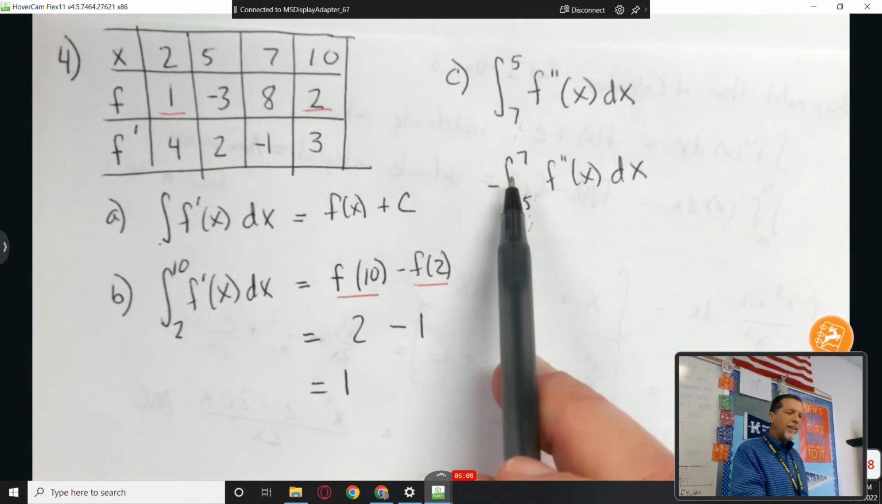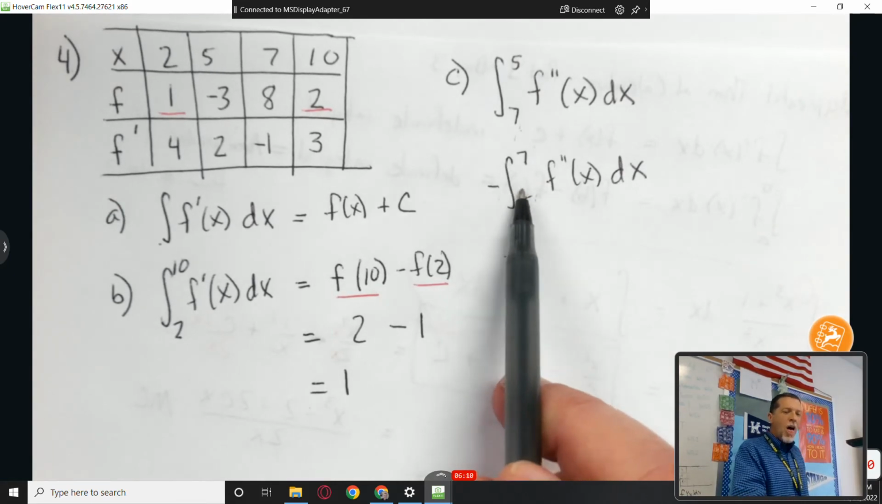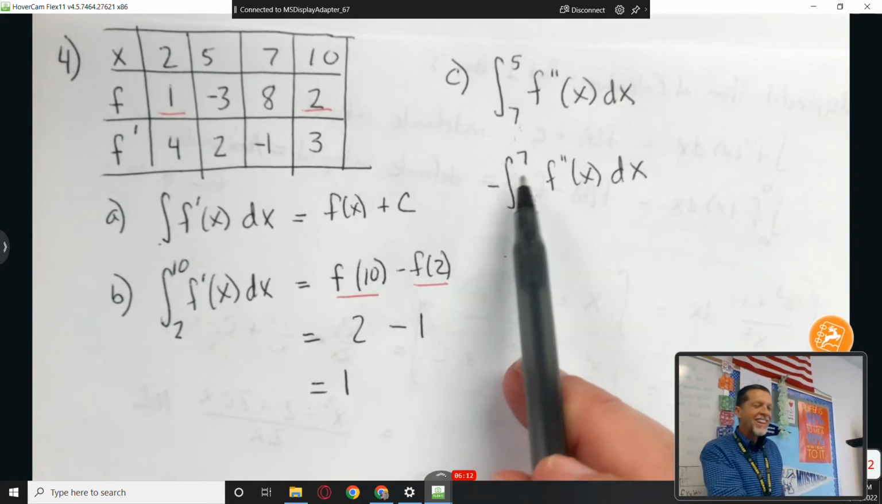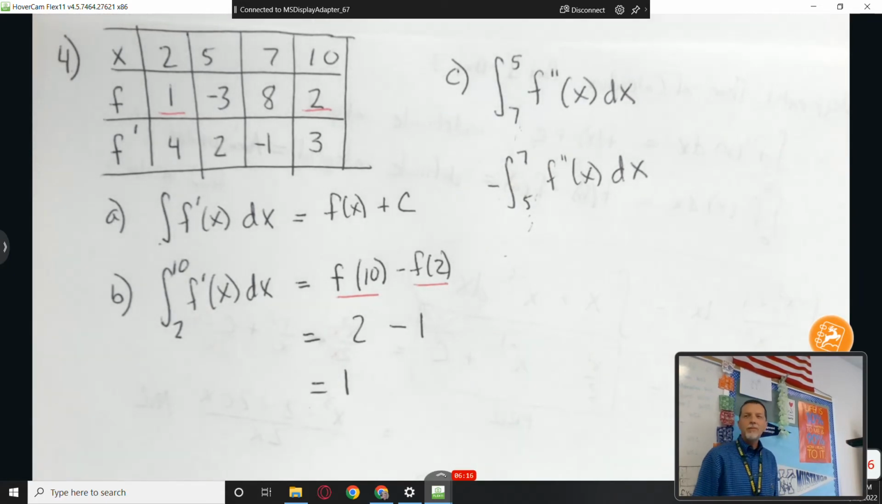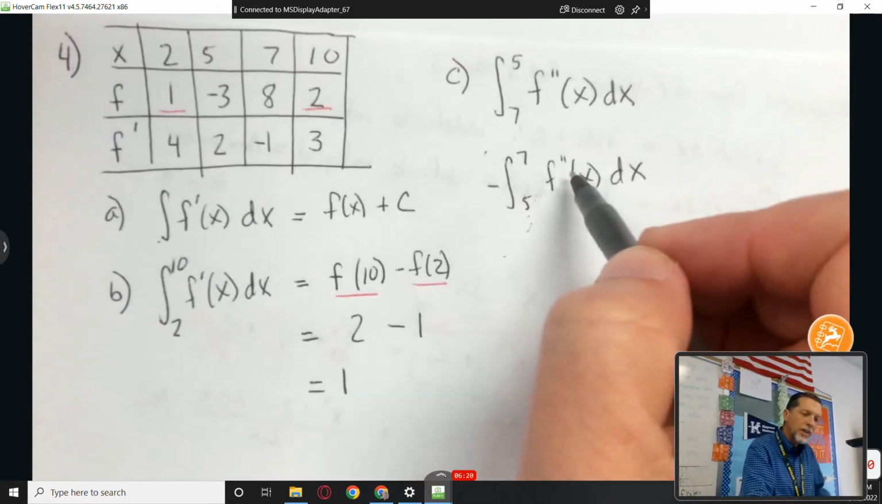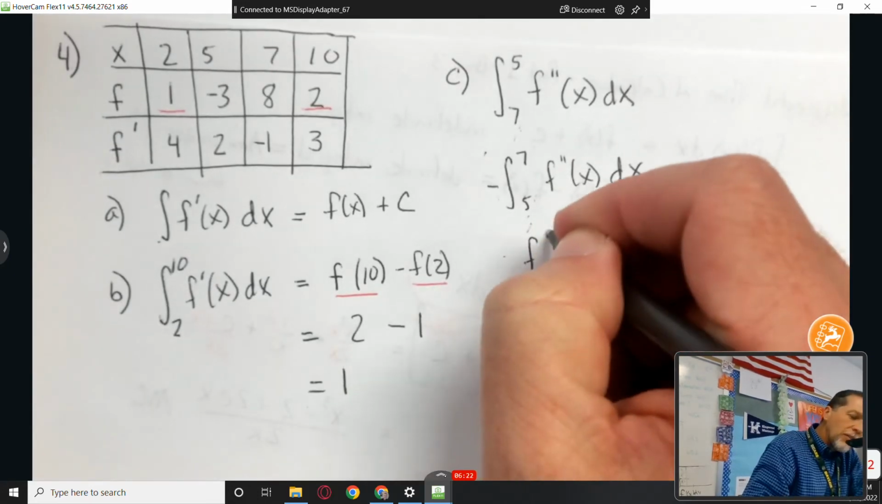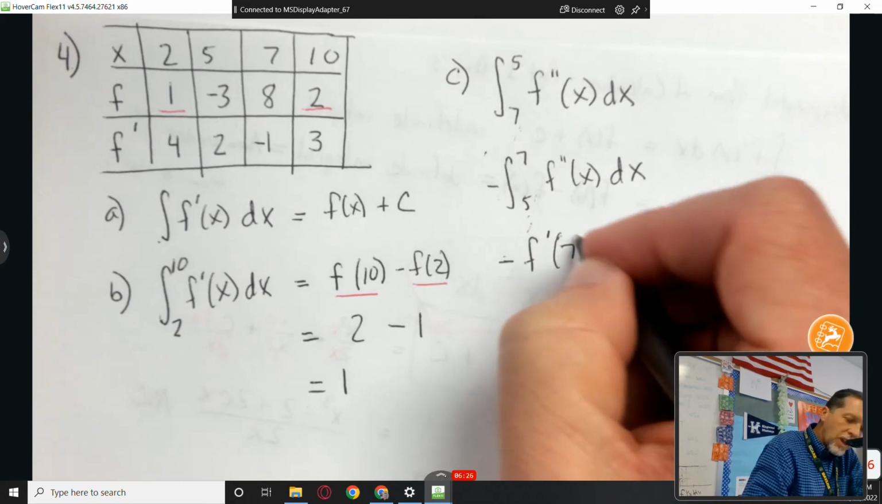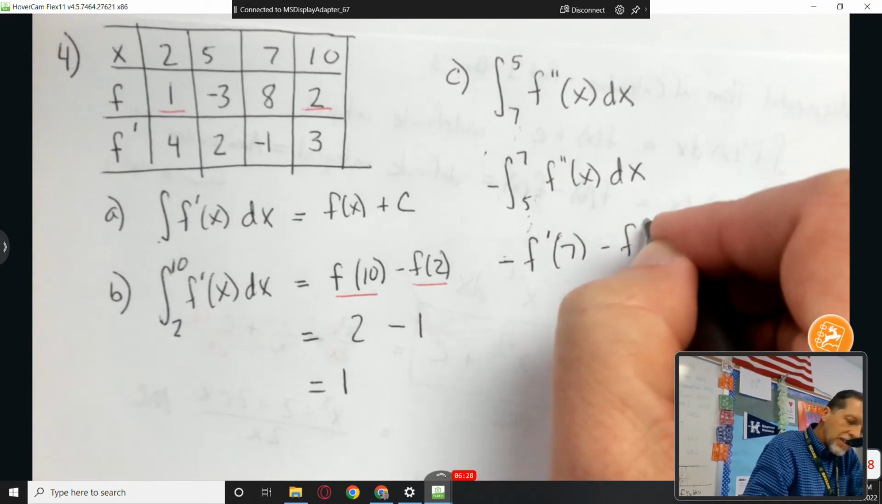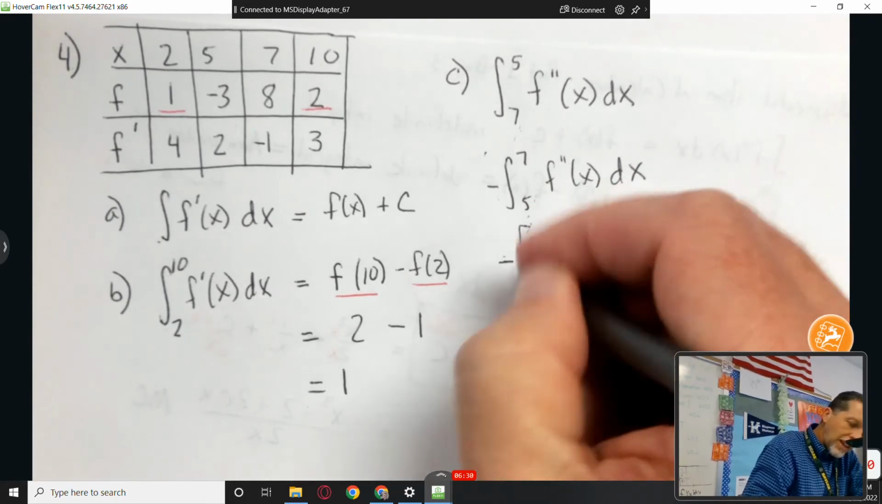All right, I need the antiderivative of the second derivative. What would that be? The first derivative. I'm undoing one of the derivatives to get back to the first derivative. And I have limits, so 7 minus 5. And that negative sign needs to be out front.